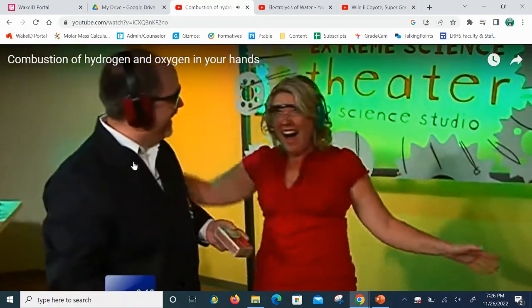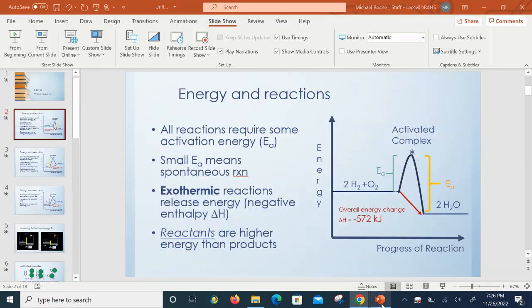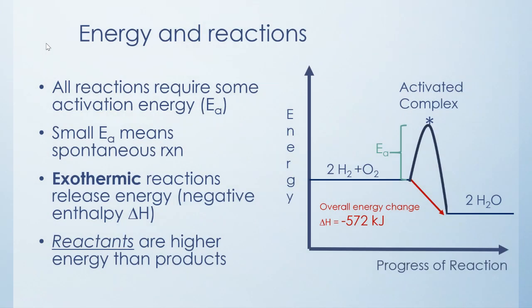All right. So the point of that was that that's an exothermic reaction, even though it releases a bunch of energy. In this case, 572 kilojoules per 2 moles, you still needed an activation energy. He still needed that match to get it going.